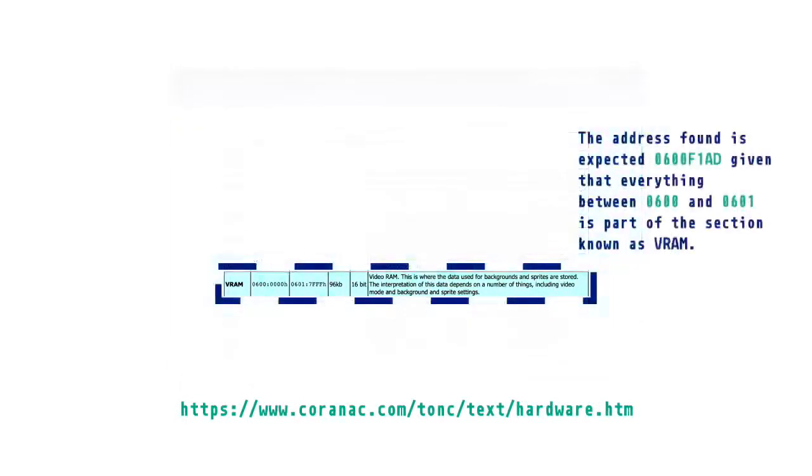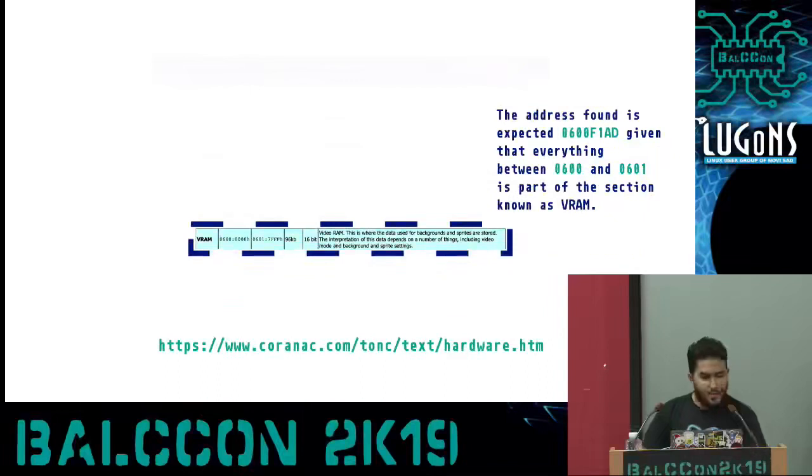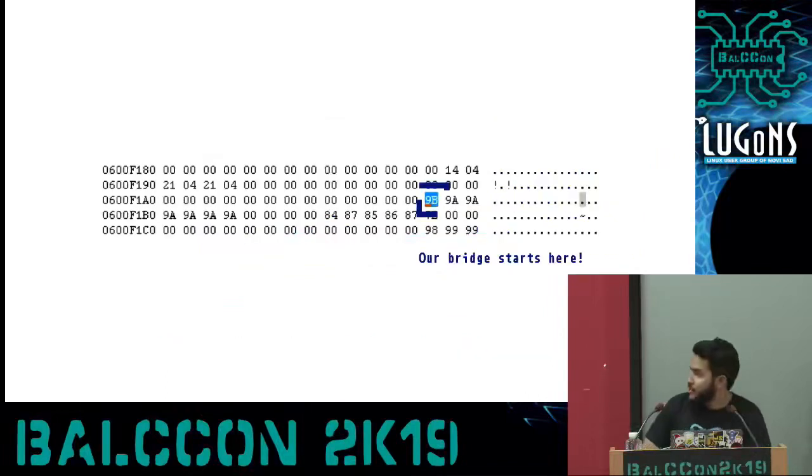And the address that we found is in a region called VRAM, which basically stands for Video RAM. The purpose of this region is to store the sprites and backgrounds and all those things. So it was no surprise that we found this. And if we try to visualize it, this is where our bridge starts. So it looks like this.